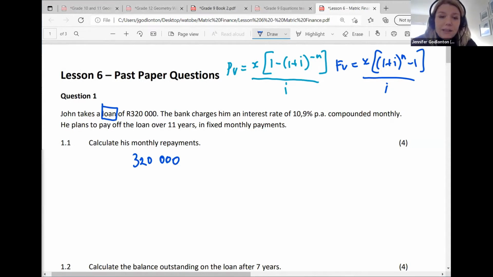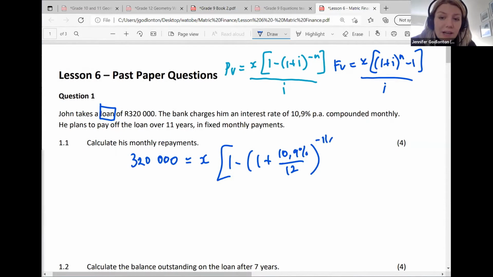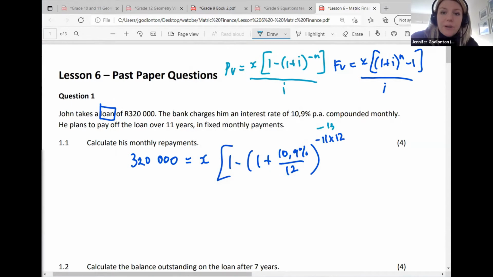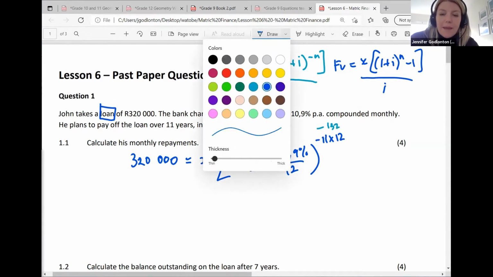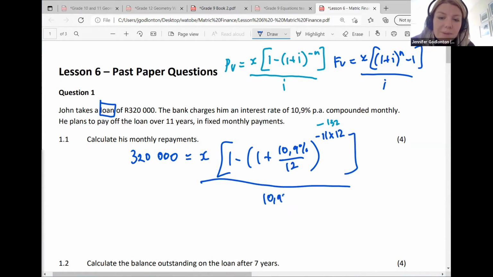That's our loan. That's going to be equal to X, which is what we're trying to find. 1 minus 1 plus 10.9% compounded monthly to the power of, and you could have written this as negative 11 times 12 if you wanted to, or if you had actually worked that out, you could have said negative 132. So whichever one of those you used is great. And all of that is over our interest rate of 10.9% over 12.